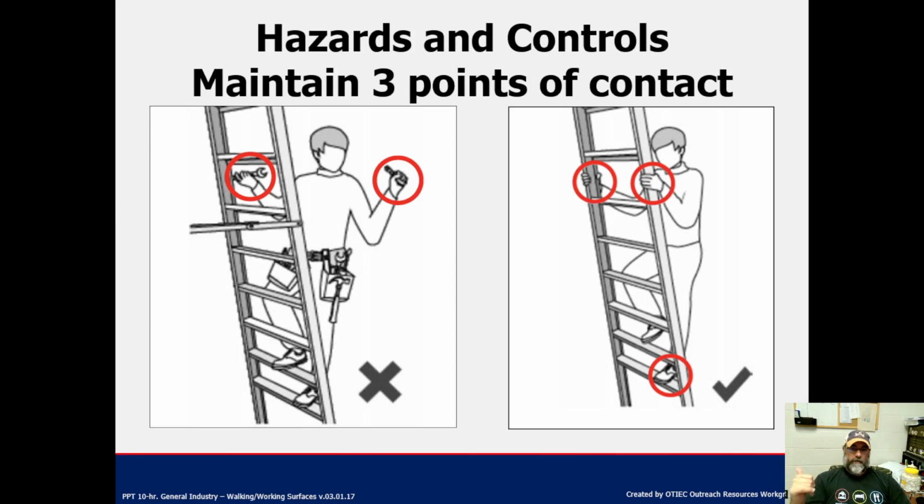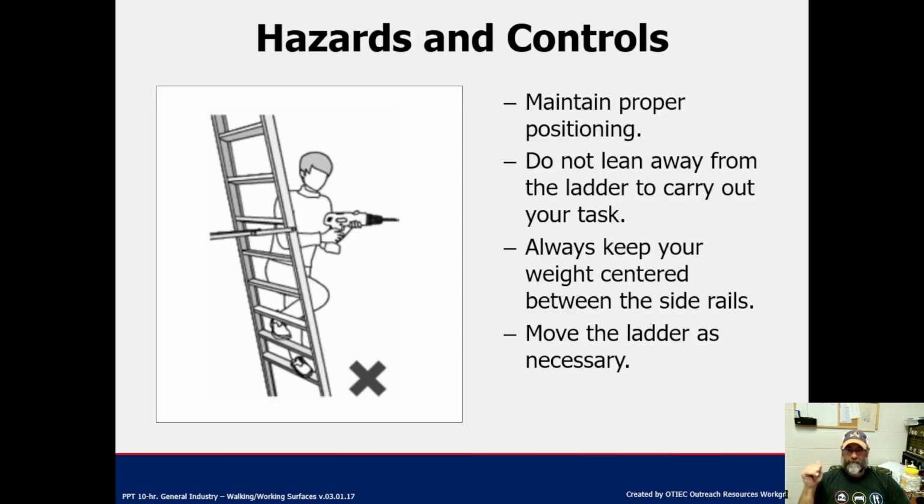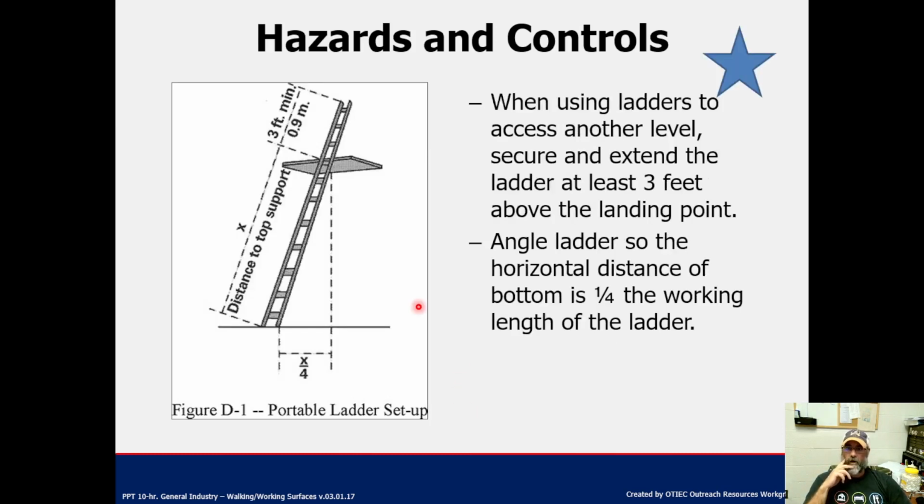3 points of contact. You've heard it before. Make sure you're maintaining 3 points of contact on your ladders. Don't do this. Okay? That's not 3 points of contact. You can easily lose your balance. Think about it. If you need to do something like that, you're using the incorrect equipment. You need to figure out how to do it properly. You twist your body like that, not only is it bad ergonomics, it's a possibility for a potential injury. There's that star again.